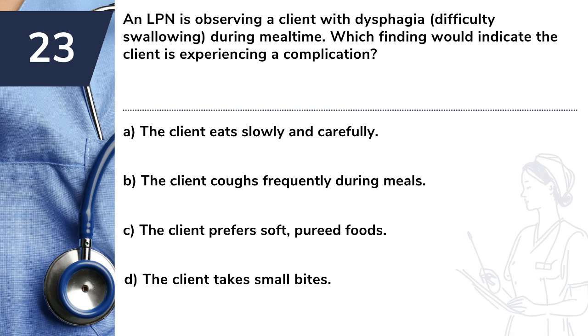Question 23. An LPN is observing a client with dysphagia, difficulty swallowing, during mealtime. Which finding would indicate the client is experiencing a complication? A. The client eats slowly and carefully. B. The client coughs frequently during meals. C. The client prefers soft, pureed foods. D. The client takes small bites.